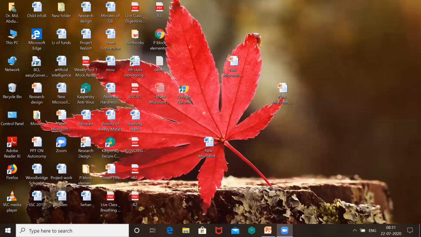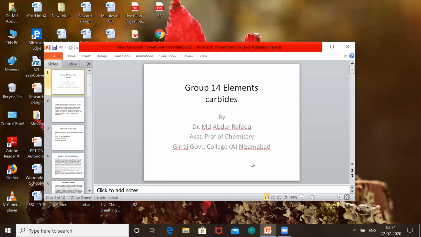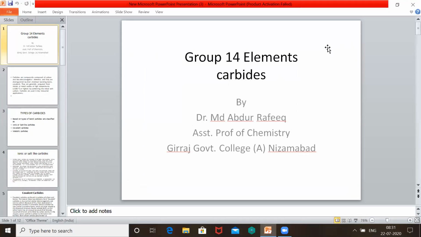So we'll go today with the carbides, and in those carbides we'll study how it is done. So let us see the slides and understand what carbides are, what their types are and how they are used. Now let us see the slide of this. Now this is carbon 14, that is carbides.